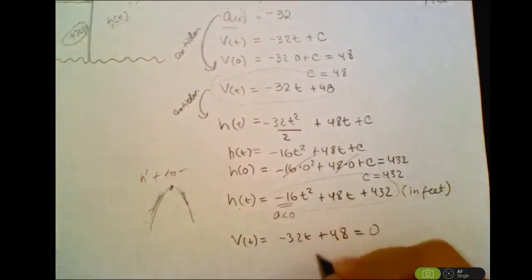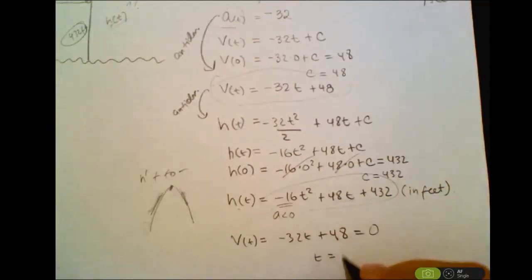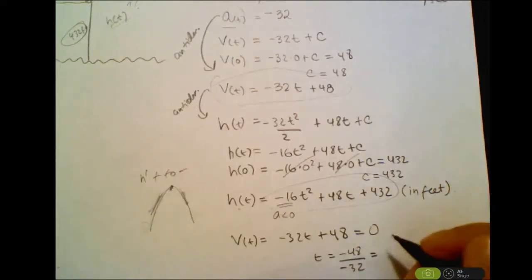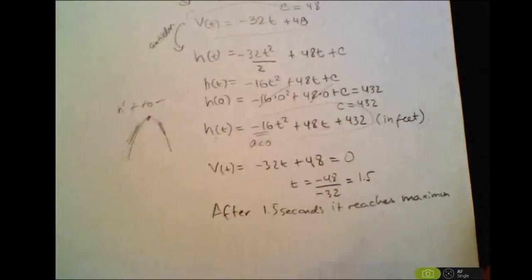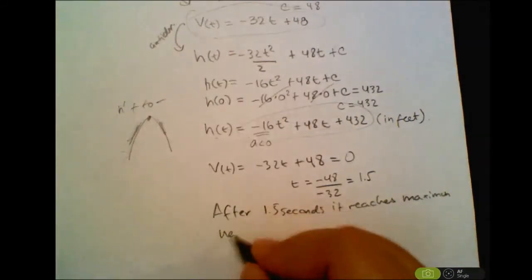So when I solve for t, it is negative 48 over negative 32, and when I simplify that, it is 1.5. So that means, and this is what I have to write, after 1.5 seconds, it reaches the maximum height. Oops, sorry, you can't see that. It reaches the maximum height.